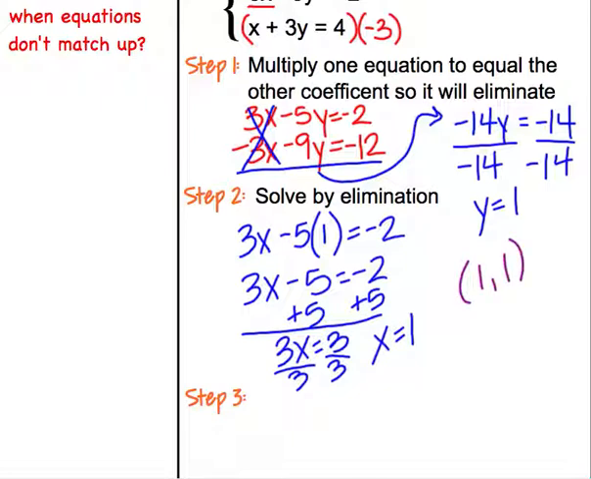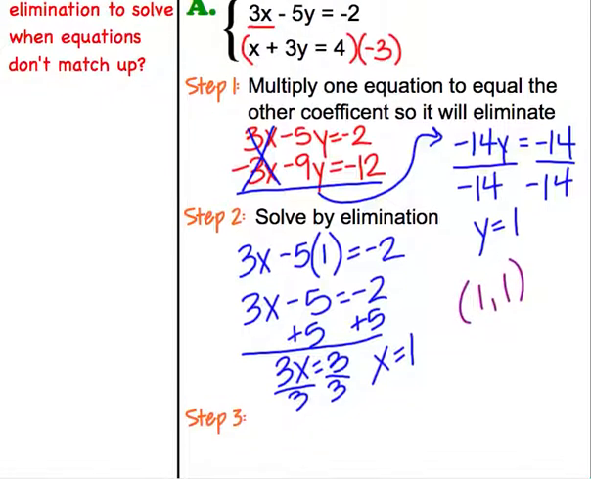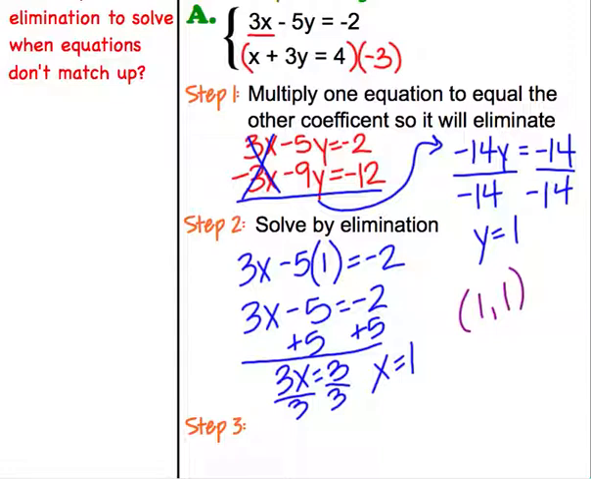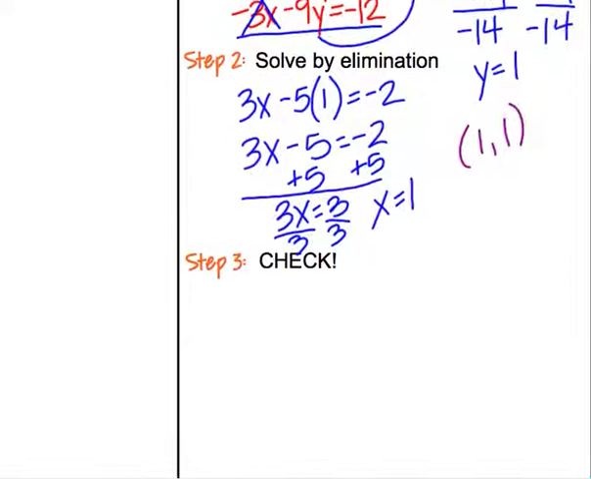We verbally check that. Throw in 1s for the x's and y's. We get 3 times 1, which is 3. 5 times 1, which is 5. 3 minus 5 is -2. 1 plus 3 times y, which is 3. 1 plus 3 does, in fact, equal 4. So we have just done step 3, which is to check.